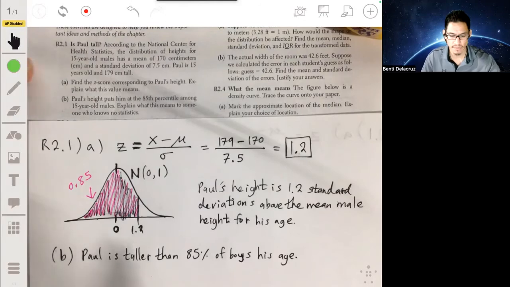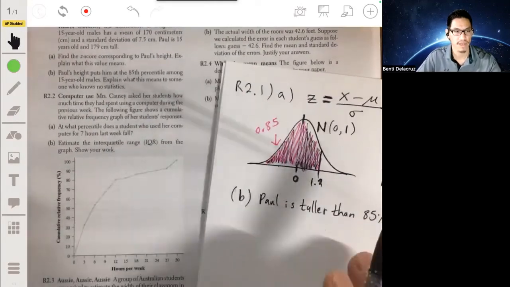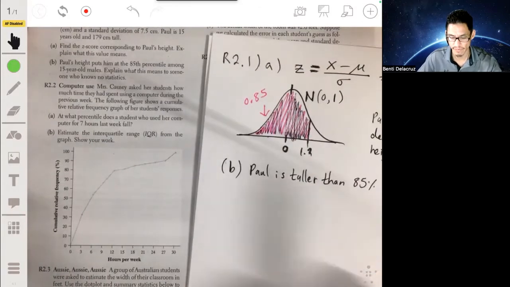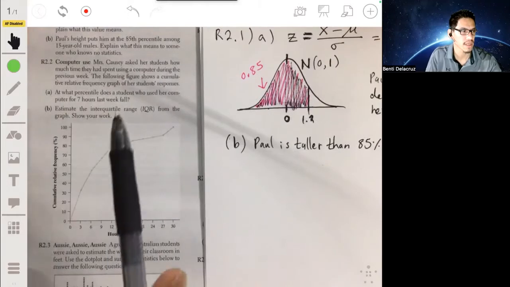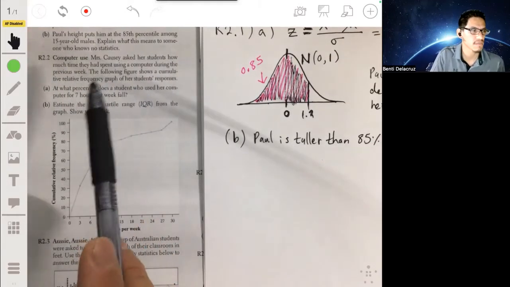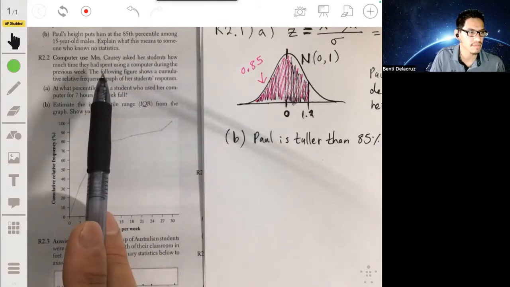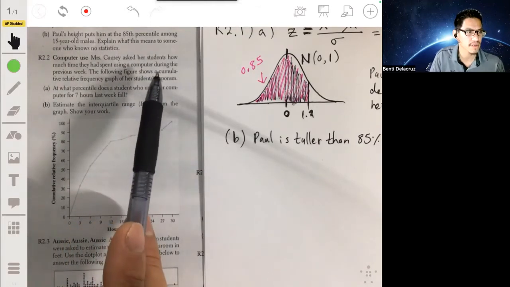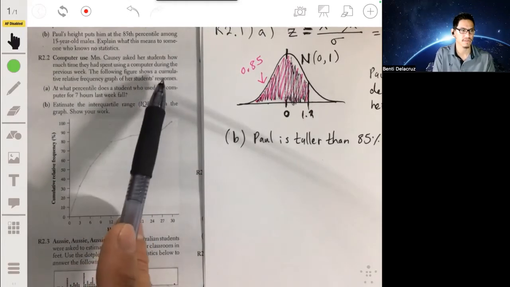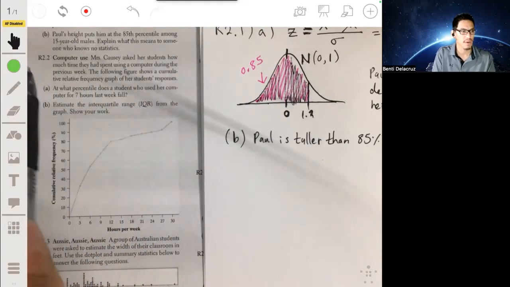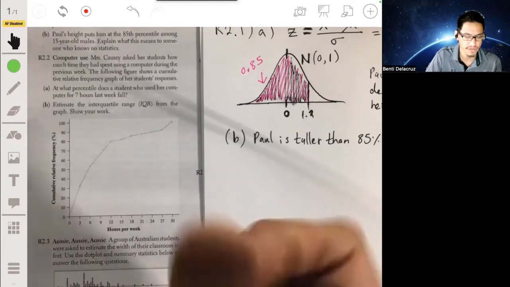All right, let's look at problem 2 now. We have a graph that we're going to have to use. You ask your students how much time they had spent using the computer during the previous week. The following figure shows the cumulative relative frequency graph for students' responses. Part A: at what percentile does a student who used her computer for 7 hours last week fall?